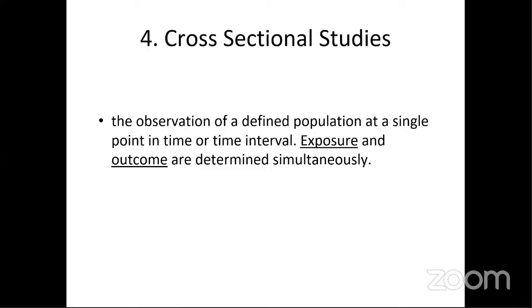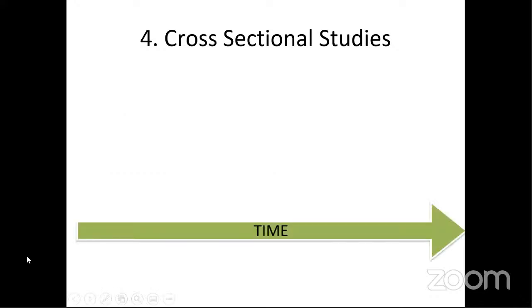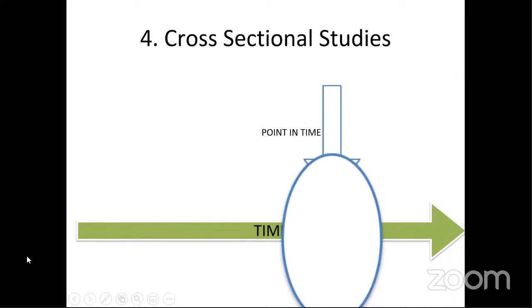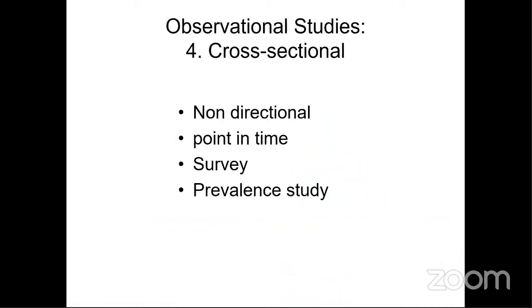Another descriptive study would be your cross-sectional studies. This is the observation of a defined population at a single point in time or time interval. So exposure and outcomes are determined simultaneously. So this is time. You look at a certain point in time and you look at the outcome. So it's non-directional. It's not forward or backward looking. It is at a point in time. So usually these are your surveys or your prevalence study, which is your favorite.